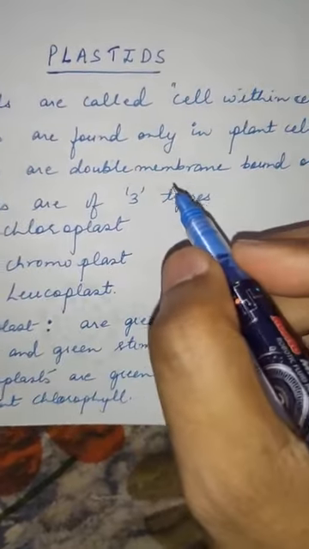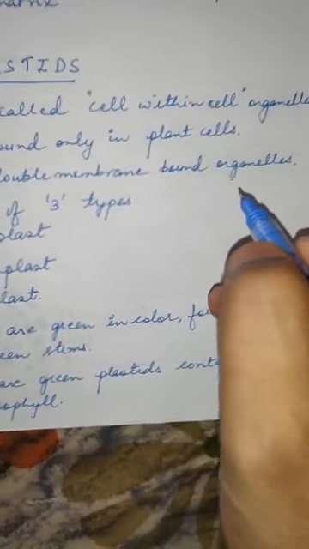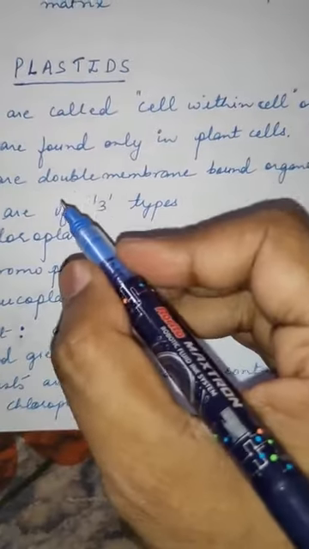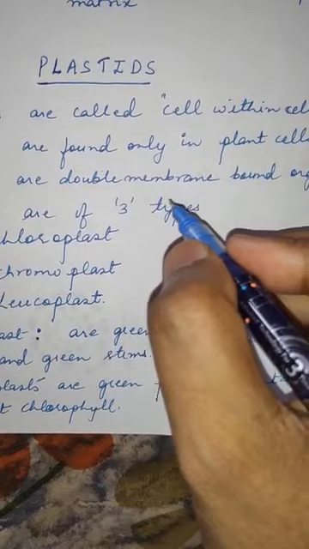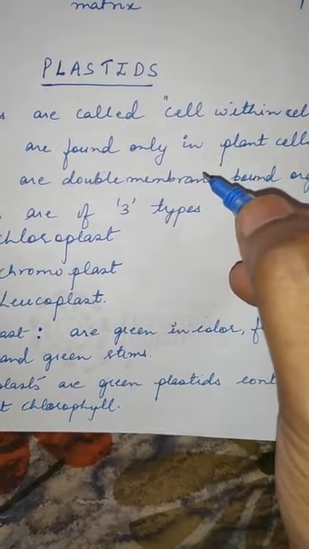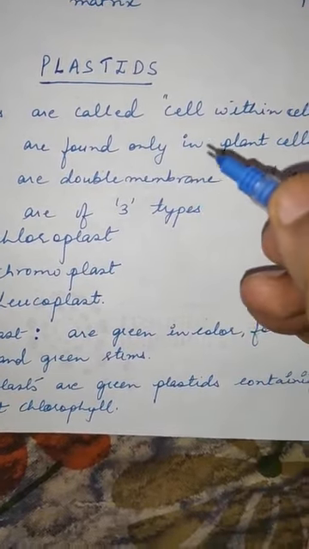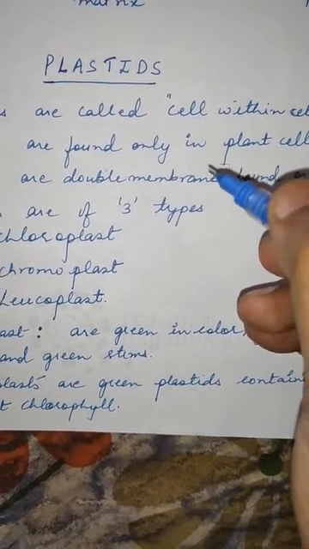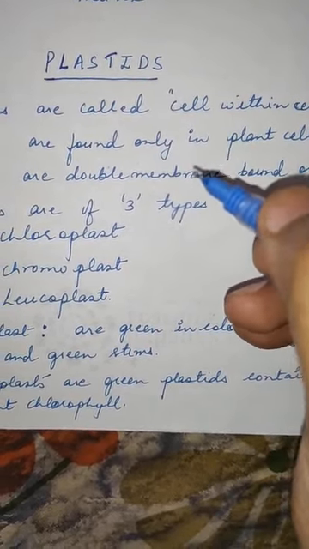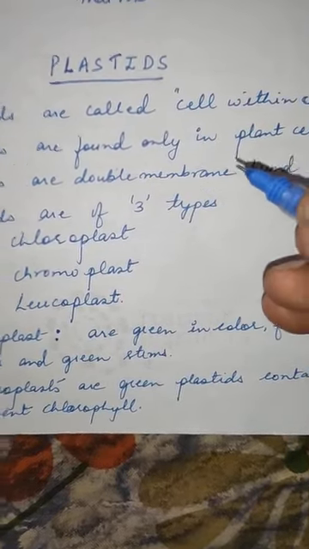Plastids are double membrane bound organelles. Apart from it, mitochondria is also double membranous. Nucleus is also double membranous. It means there are 3 cell organelles which are double membrane in structure. Clear?